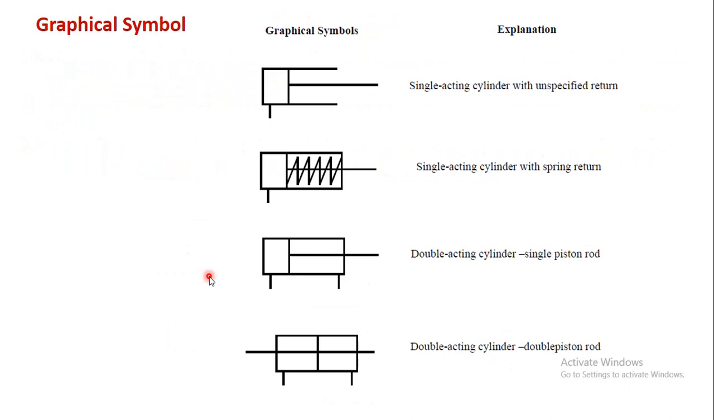So this is the graphical representation of different cylinders. This is the graphical representation of a single acting cylinder, unspecified return. Return is not specified, but when I am saying like this, it is spring return. This shows double acting. This shows double acting with double piston. So this is about the hydraulic actuators or cylinders.